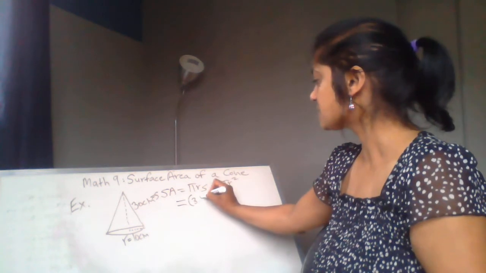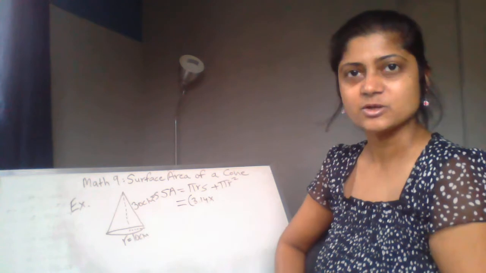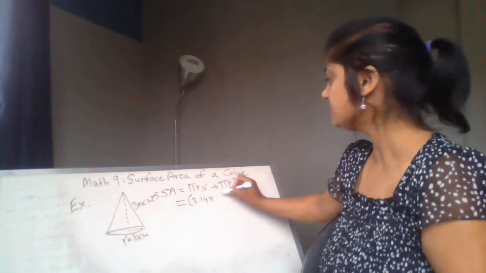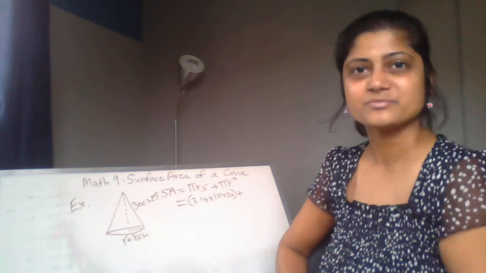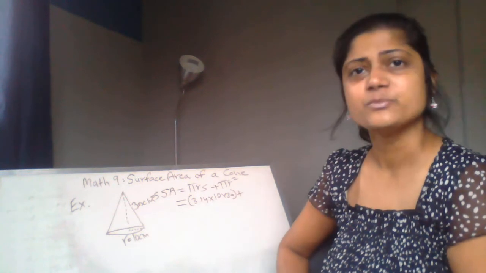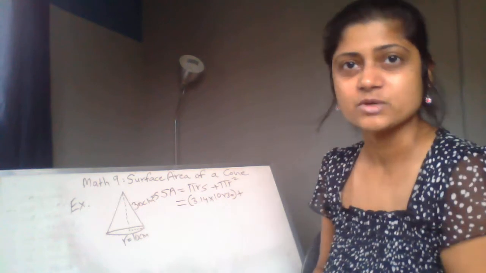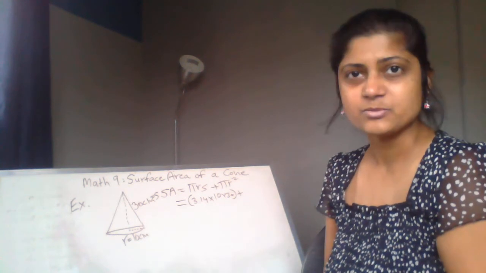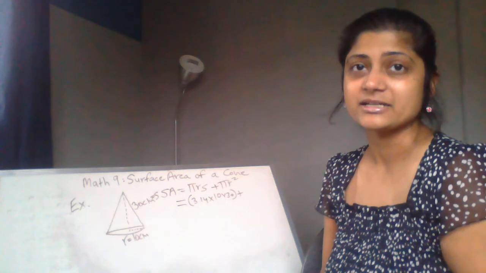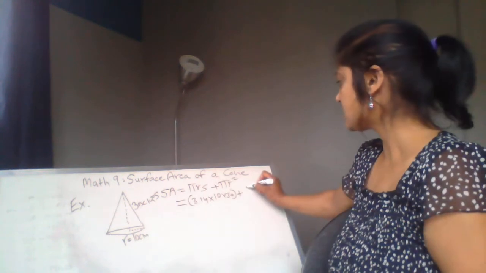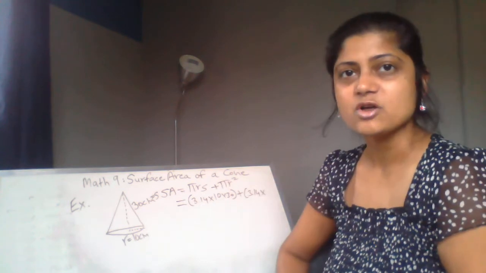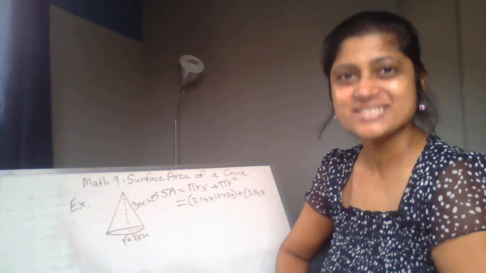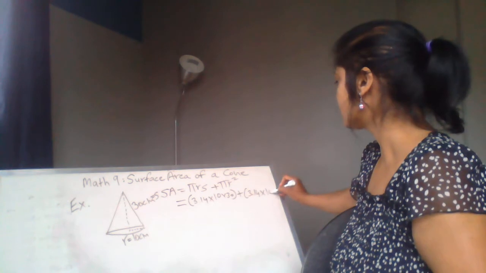So I'm going to put this in brackets: 3.14 times the radius, which is 10, times the slant height, which is 30. And I always put it in brackets just to make sure I'm doing each of these values separately. You're multiplying it and then you're adding it together. In the second bracket it's pi, so 3.14 times r squared, and r is equal to 10 here, so I'm going to do times 10 squared.